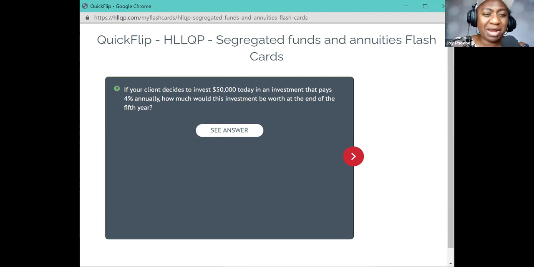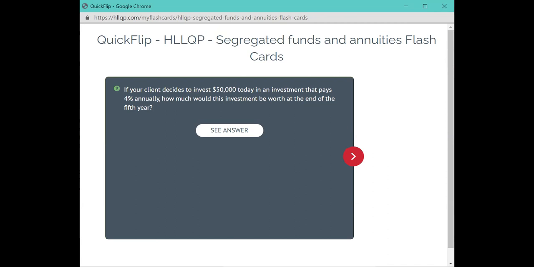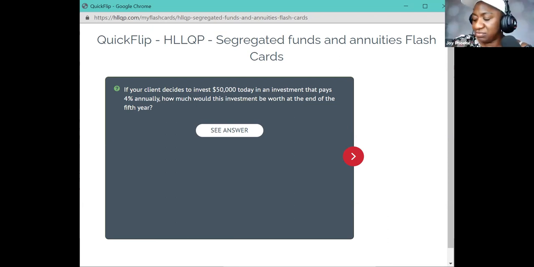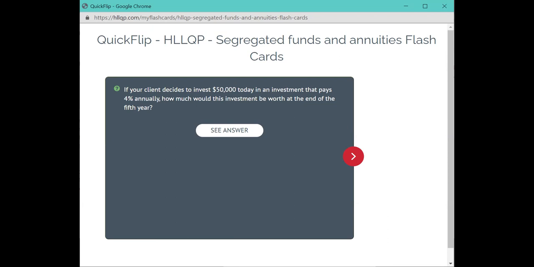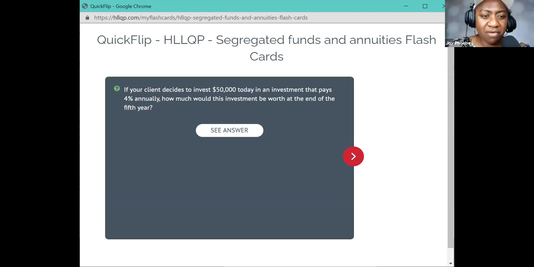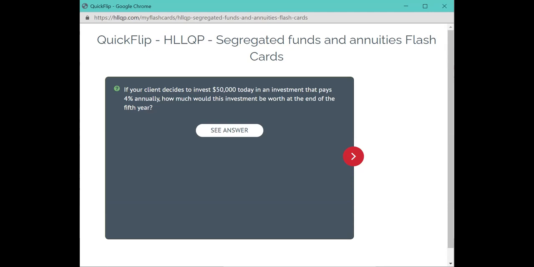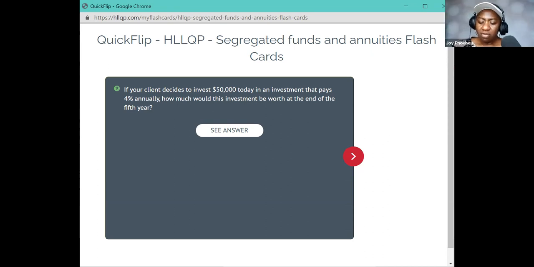Right now you are looking for future value, right? So your future value is equal to your 50,000 times, in brackets, 1 minus 0.04, close bracket, raised to power n. That's the number of years we're looking at. So what's the number of years here? 5. Okay, raised to power 5. So calculate it.